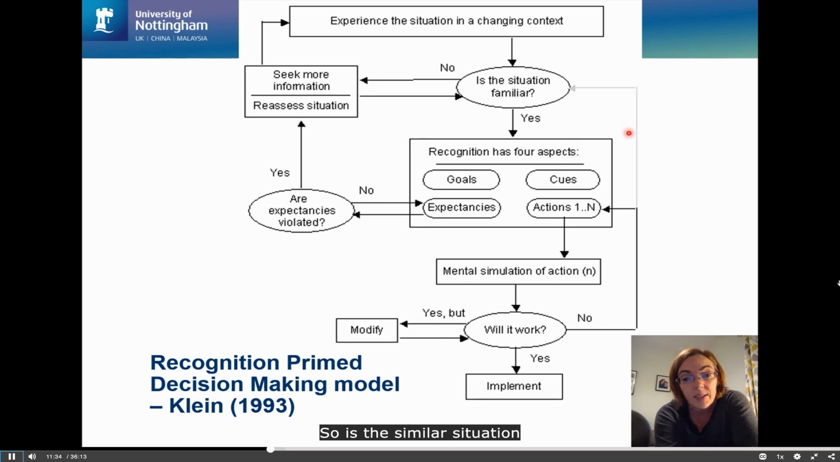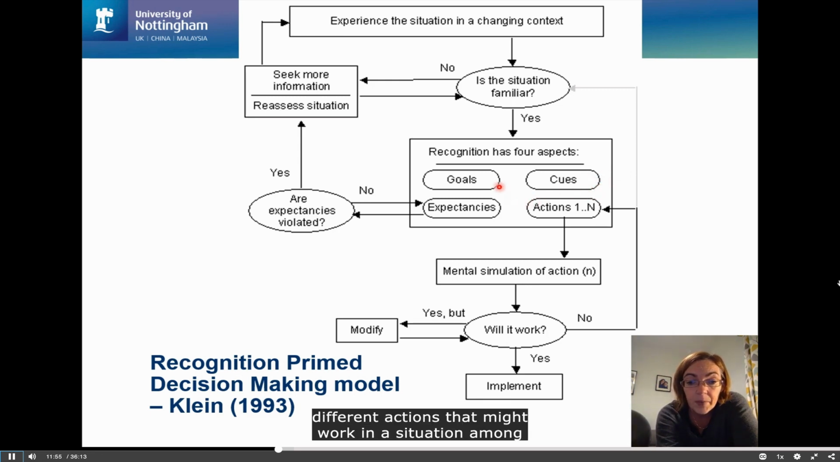So is it a similar situation or scenario that she has seen before, did it have similar cues, but also were those cues seen in a setting where there are similar goals as well? Then there is also recognition of the actions that are available, and whether there's previous experience or knowledge about different actions that might work in a situation. And then the expectancies of the situation, and the matching between both the setting of the goals and the actions that are being considered as well.